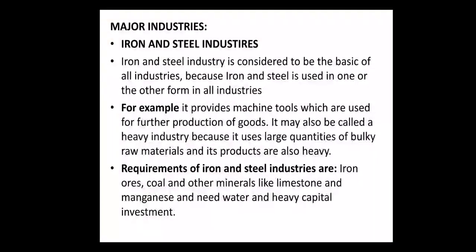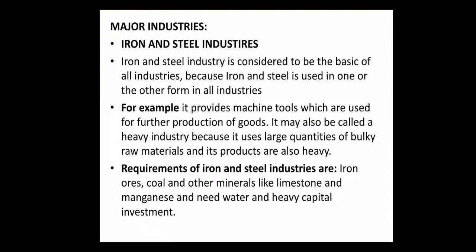So, the iron and steel industry. We already know iron and steel industries are called basic industries. The iron and steel industry constitutes the backbone of all industry, because iron and steel is used in one form or another in almost all the industries of the world. For example, it provides machine tools which are used for further production of goods. It may also be called a heavy industry because it uses a large quantity of bulky raw material and its products or output are also very heavy and bulky.